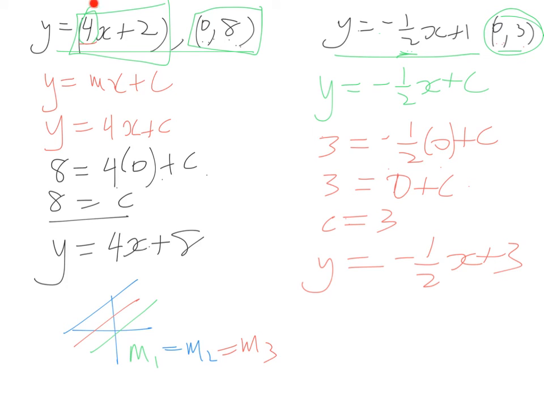But that's all that you've got to do for those ones. So find the gradient. If we're told to find something parallel to this passing through this point, highlight our gradient, rewrite that, 4x plus c, substitute x, substitute y, solve for c, and then rewrite it. And that's all you've got to do.